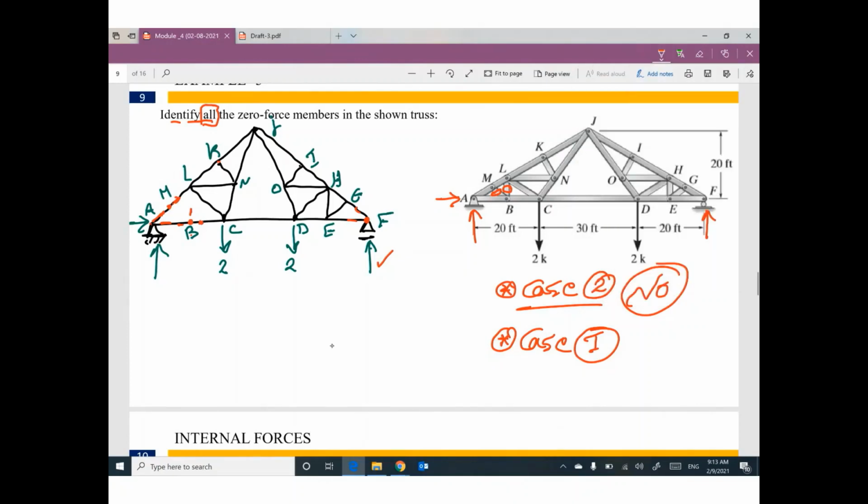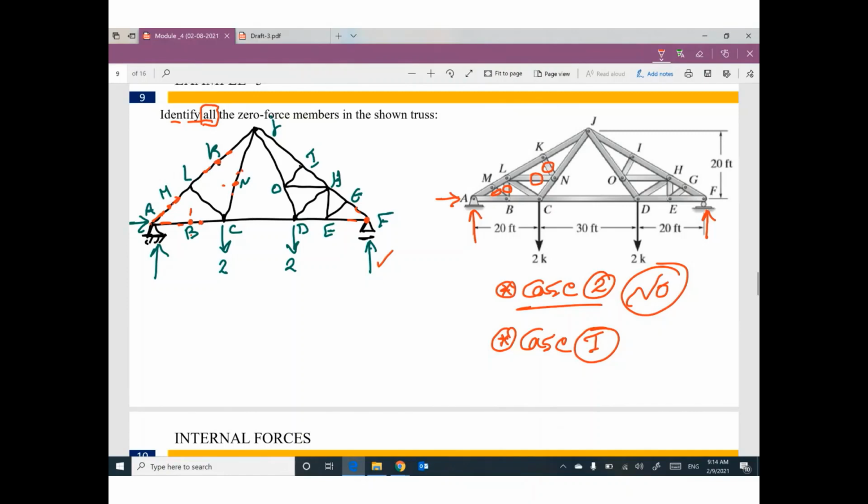What about joint K? How many members do you have? 3. 1, 2, 3. 2 of them are collinear, no external load. The third member will be 0. So this one will be 0. If this member is 0, delete it. If you delete it, what about joint N? 3 members. 2 of them are collinear, no external load. The third member will be 0. So this one will be 0. If this member is 0, delete it.